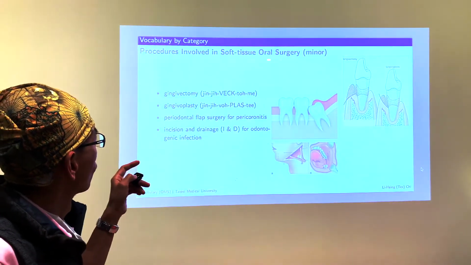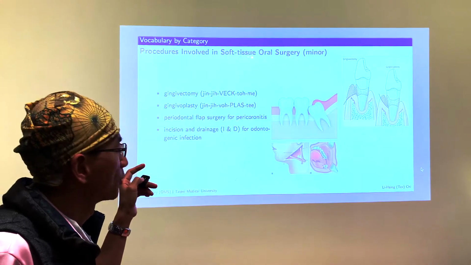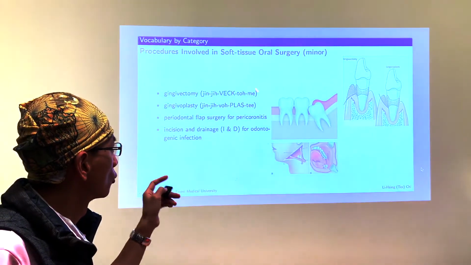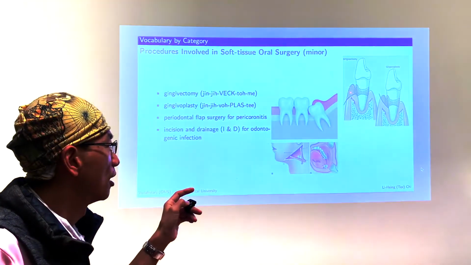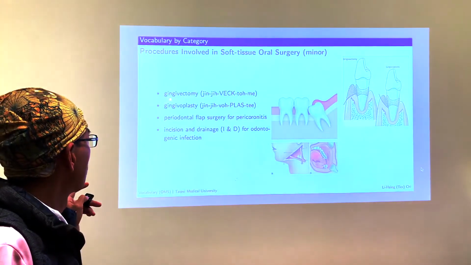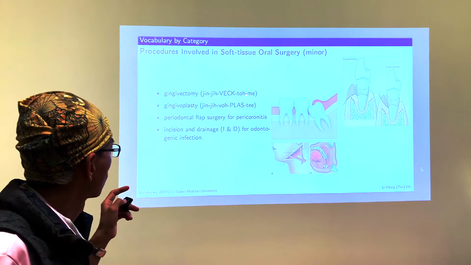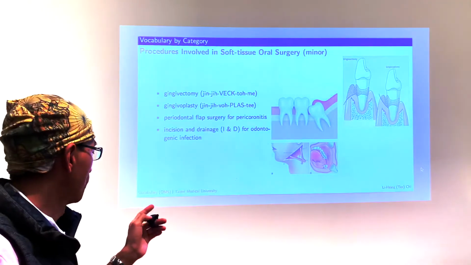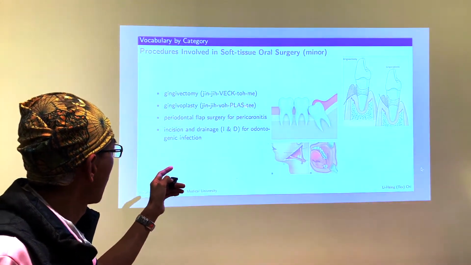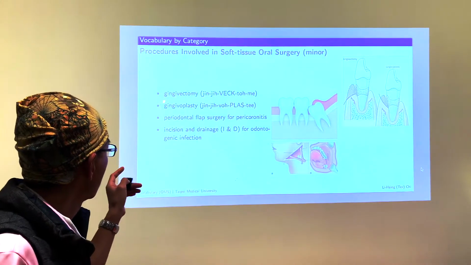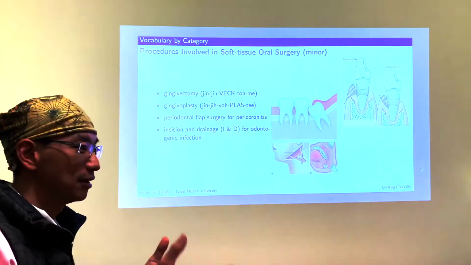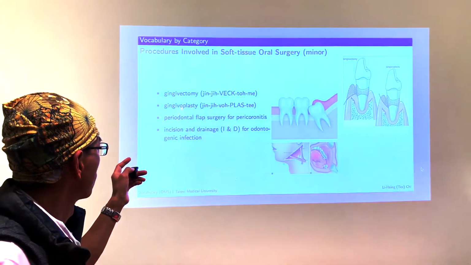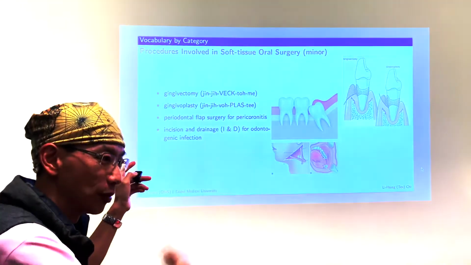And then for minor oral surgery in soft tissue, usually the mucosa, doing the surgery to the mucosa of the gingiva around the teeth. That means cutting that one, gingivectomy, or just shaping, molding the shape, gingivoplasty. Gingivectomy, gingivoplasty. Plasty means molding the shape, reshaping it. The ectomy is just removing, cutting that one.